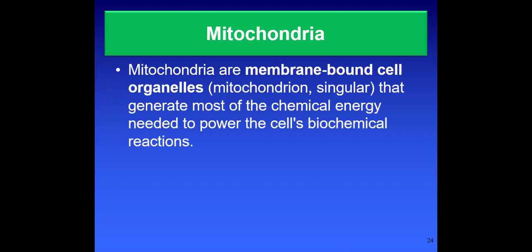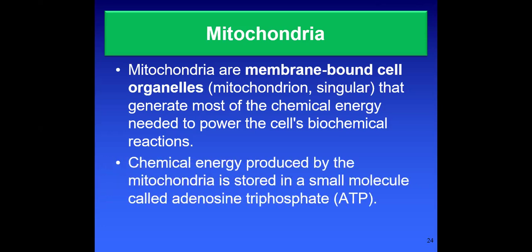The next is the mitochondria. Mitochondria are membrane-bounded cell organelles. This is the singular, mitochondrion, that generates most of the chemical energy needed to power the cell's biochemical reactions, and that's why it is also known as the powerhouse of the cell. The chemical energy produced by the mitochondria is stored in a small molecule called adenosine triphosphate.